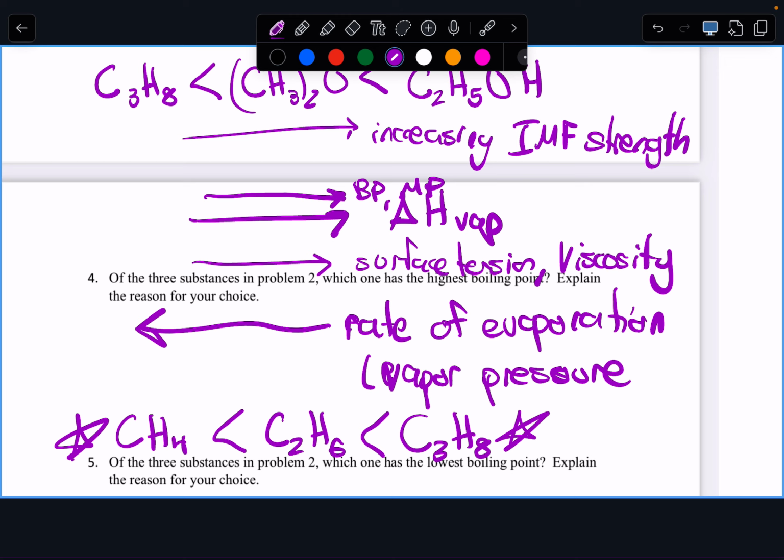So within hydrogen bonding, you can rank them based on how many of those little OH or NH groups they have. Within dipole-dipole, it's really based on which one is more polar, but those are kind of hard to figure out, so we don't talk about them a ton. And then within London forces is how massive they are. The bigger they are, the stronger those forces will be.